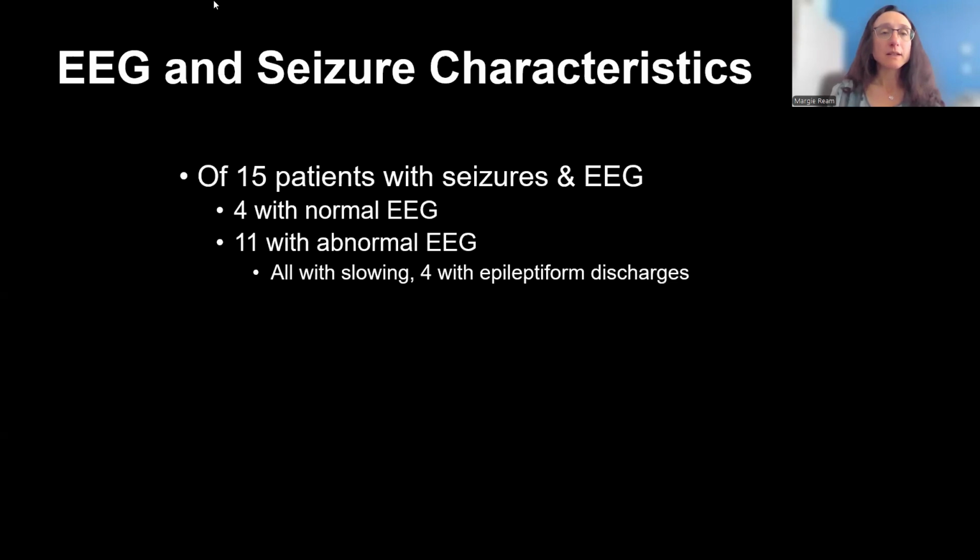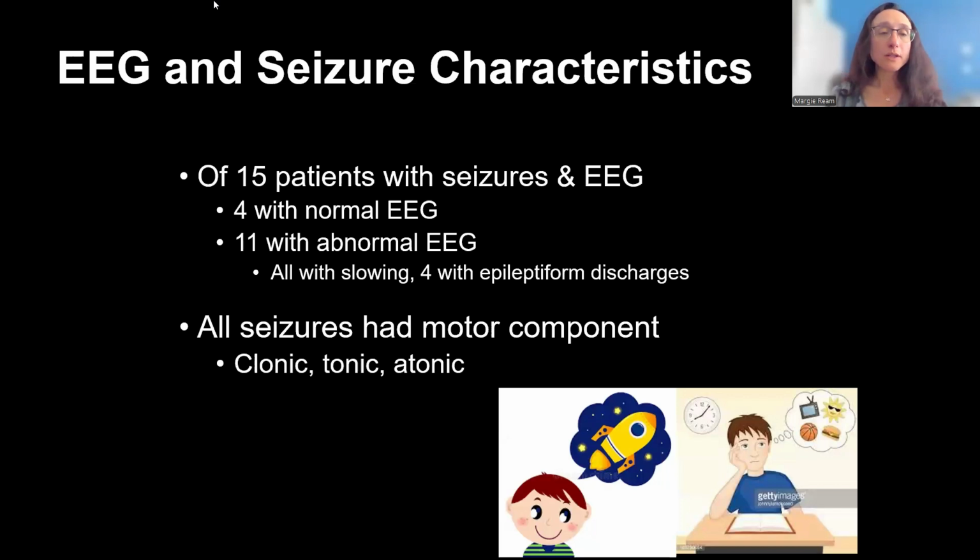Next, we looked at seizure characteristics. Of the 15 patients who had seizures and had an EEG that we could review, 4 of them had normal EEGs and 11 were abnormal. All of the abnormal EEGs showed slowing, and only 4 had epileptiform discharges. All seizures reported in our chart review were described as having a motor component. They could be clonic, tonic, or atonic, but none of them were solely staring episodes.